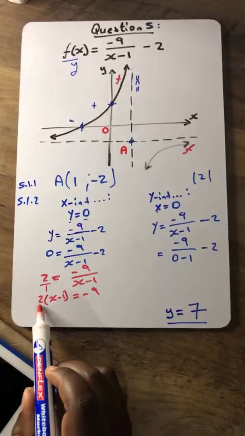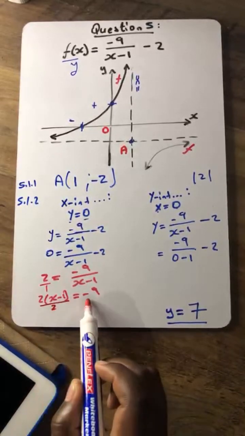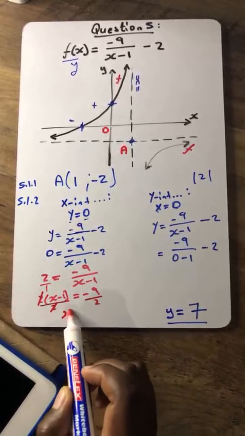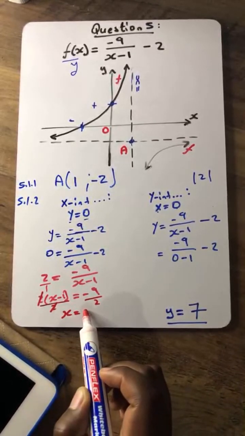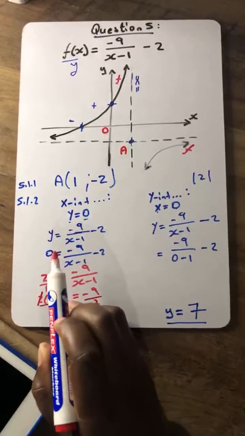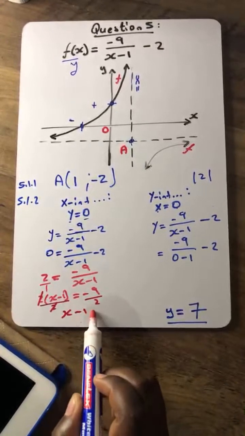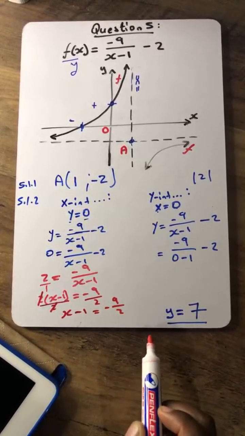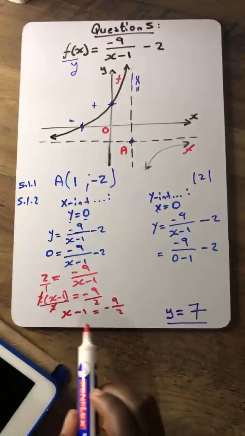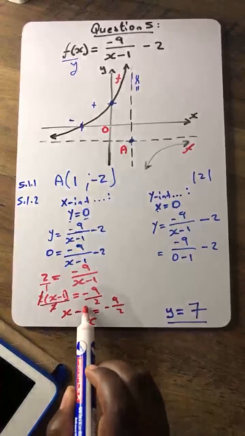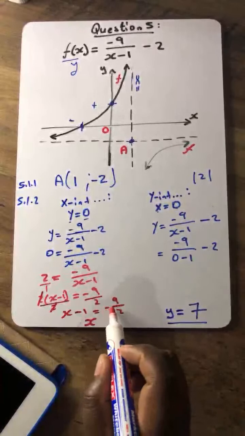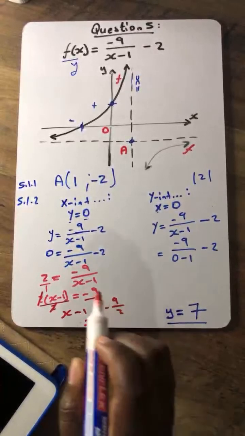So you can just say you divide both sides by 2, so that that cancels with that, and you remain with x, which is equal to not that, but x minus 1 is what remains. X minus 1 is equal to negative 9 over 2. Because it's x that you are looking for, you take this negative 1 to the other side, and then it becomes negative 9 over 2 plus 1.